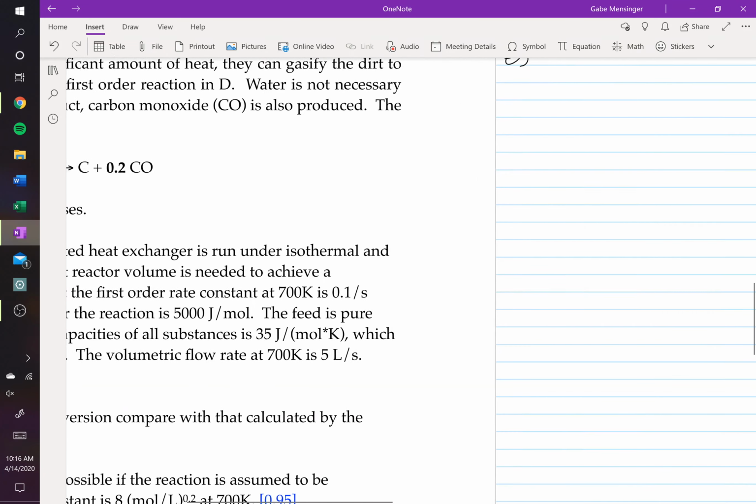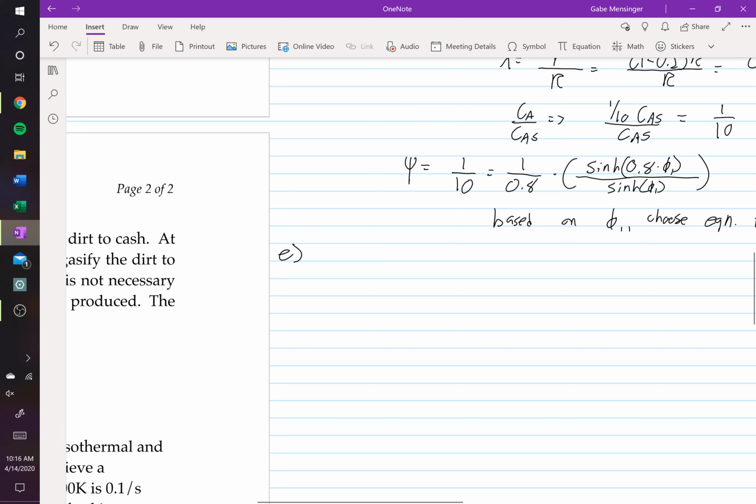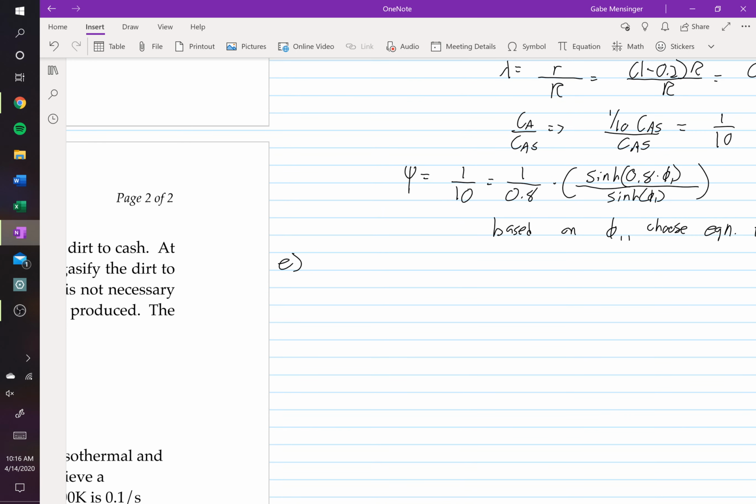Okay. That tells us what we need. So for part E, we know we have a PFR. So let's just preemptively write the PFR design equation.